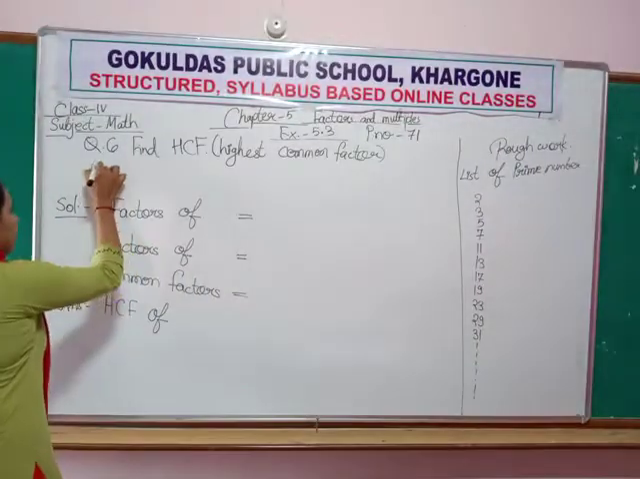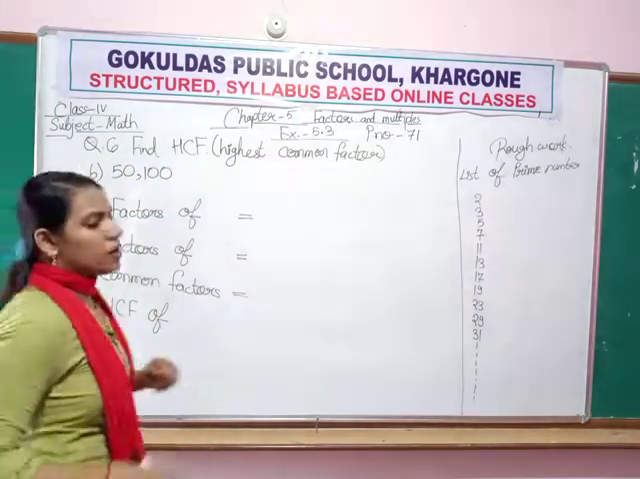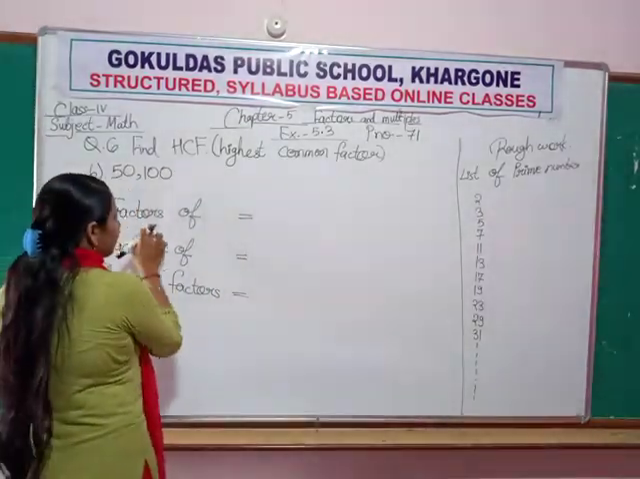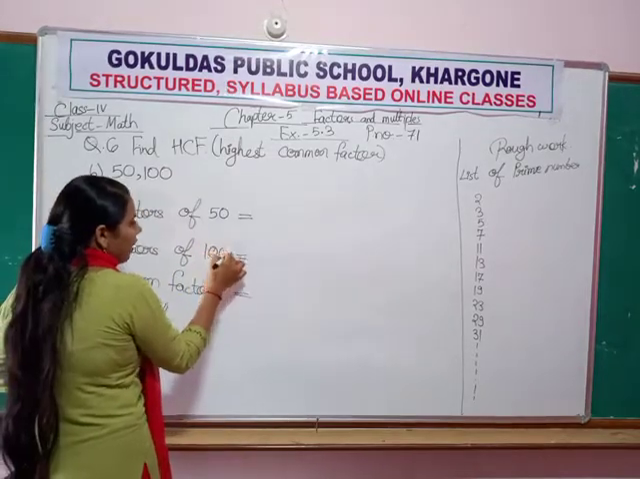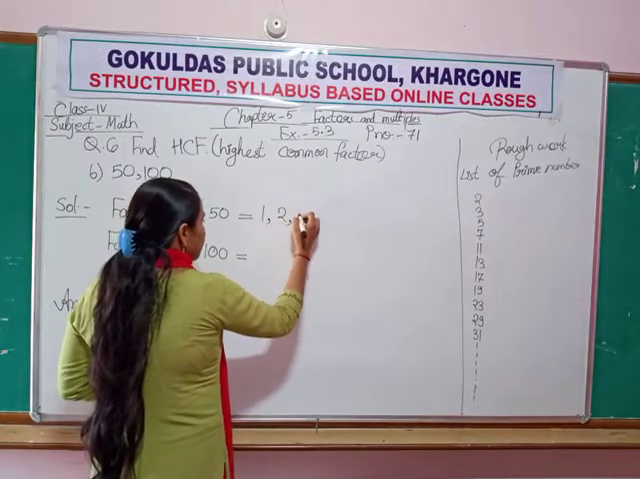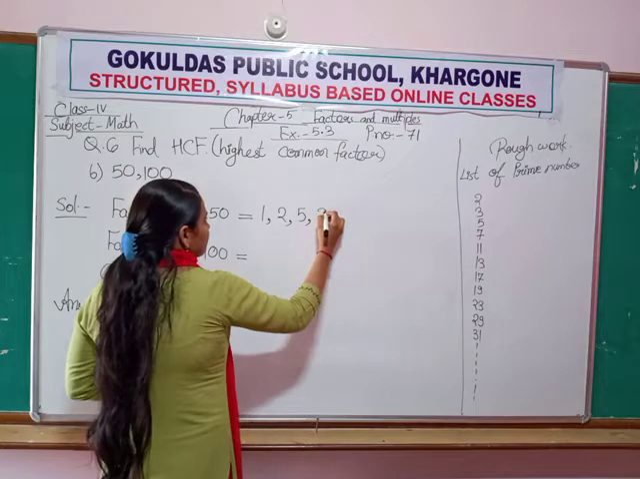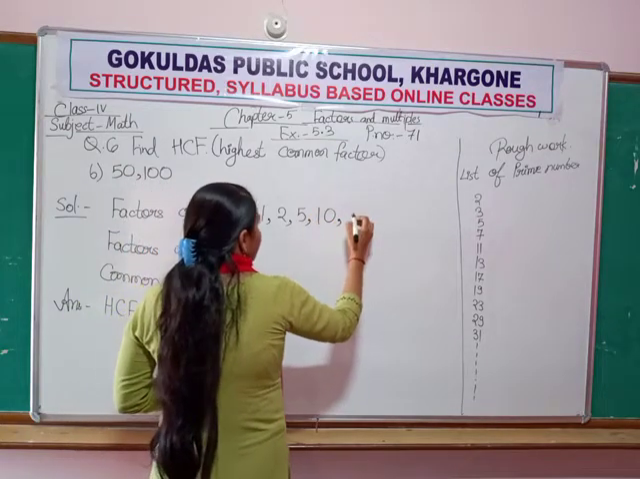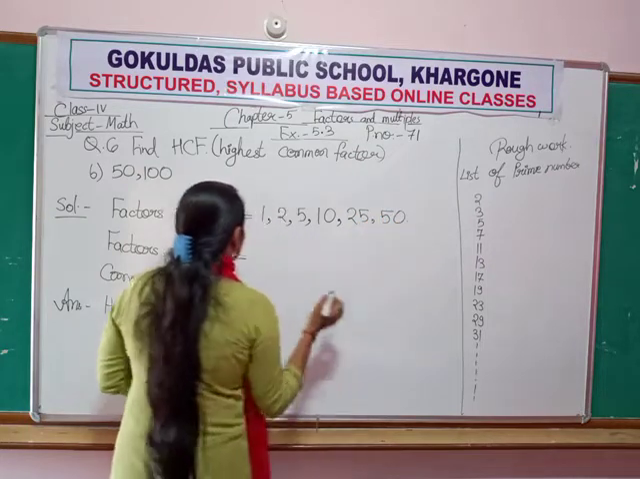In B, two numbers are given, 50 and 100. First of all we will write the factors of number 50, then we will write the factors of number 100. So 50 is divisible by 1, by 2, by 5, by 10, by 25 and by 50.